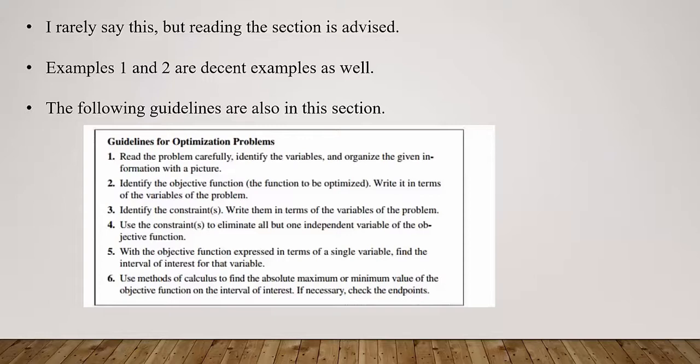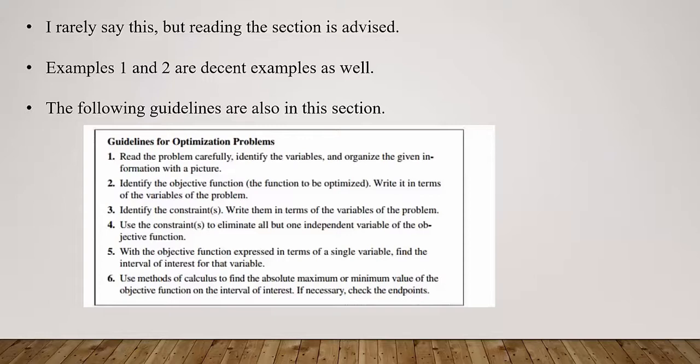And then the 6th step, we use calculus to find the absolute max or absolute min value of the objective function on the interval of interest. It says, if necessary, check the endpoints. Well, it depends on if it's a closed interval or open interval. So let's look at an example.